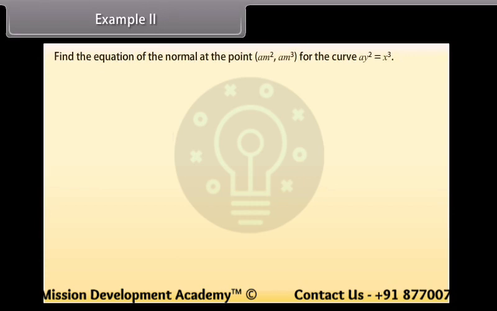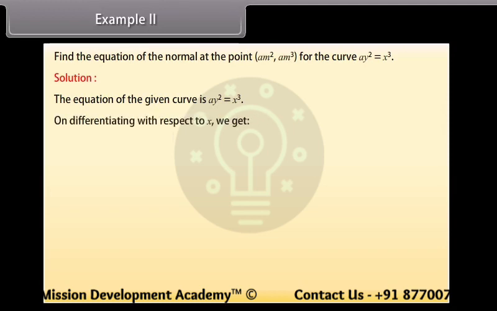Example 2. Find the equation of the normal at the point (am², am³) for the curve ay² = x³. Solution. The equation of the given curve is ay² = x³. On differentiating with respect to x, we get 2ay dy/dx = 3x². It implies that dy/dx = 3x²/2ay.